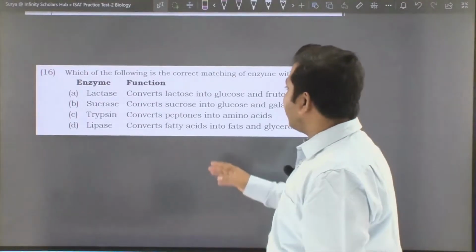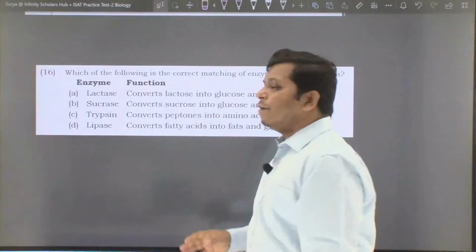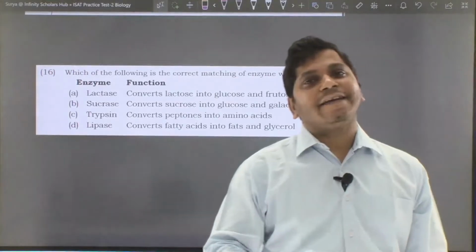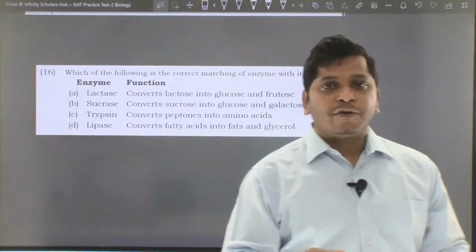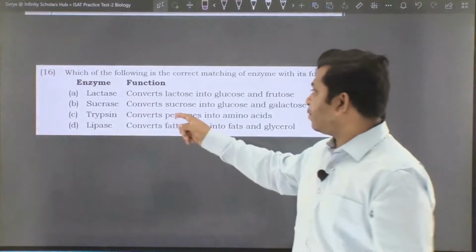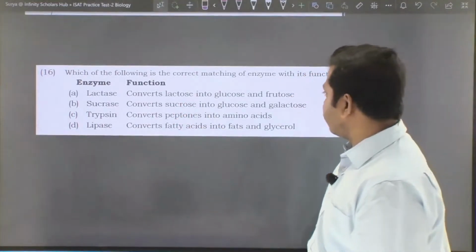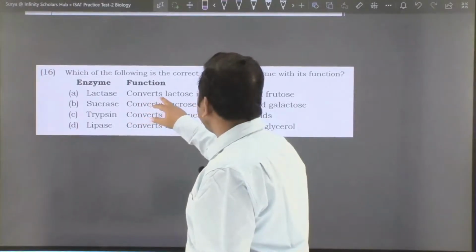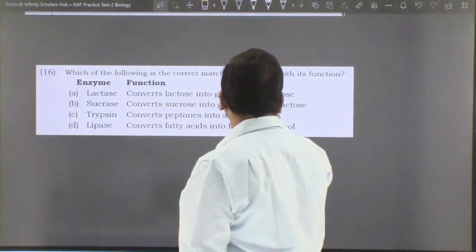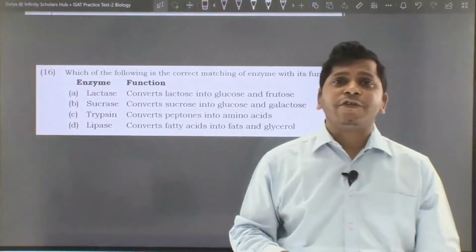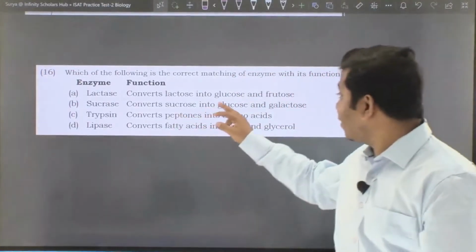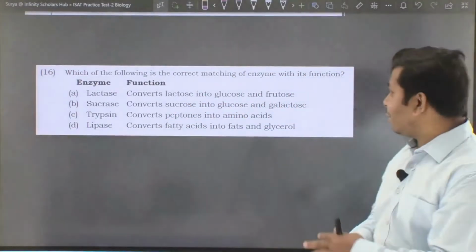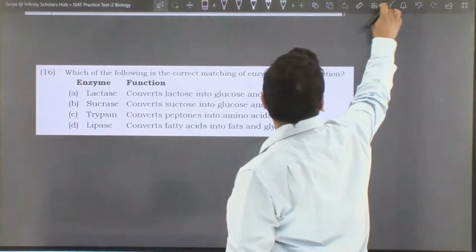And we know that lactose as a sugar is a mixture of glucose and galactose. Two different monosaccharides are combined to produce this disaccharide lactose. So here it's saying it helps in the conversion of lactose to glucose and fructose. Glucose and fructose is sucrose, not lactose. So therefore this option is incorrect.